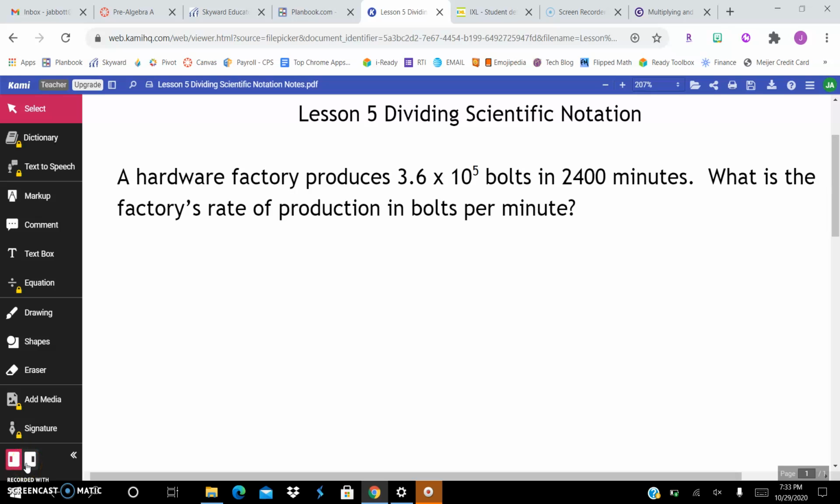Lesson 5 is on dividing scientific notation. So for our first example, a hardware factory produces 3.6 times 10 to the 5th bolts in 2,400 minutes. What is the factory's rate of production in bolts per minute?